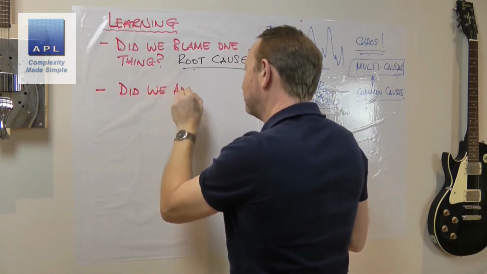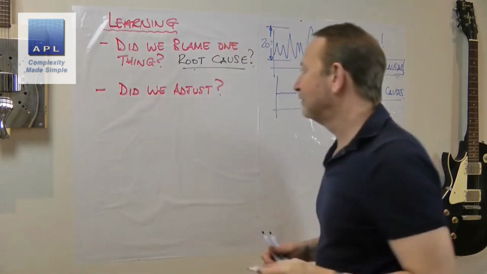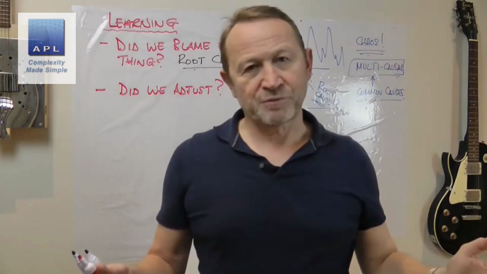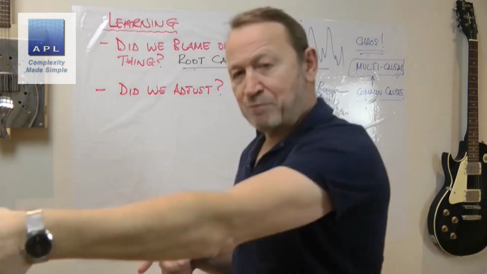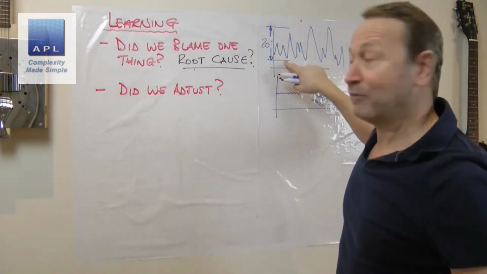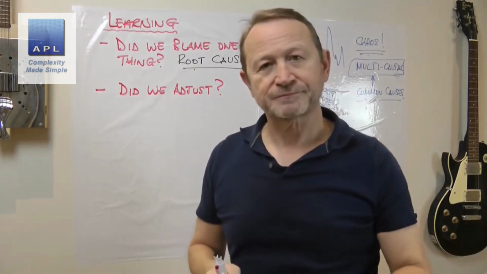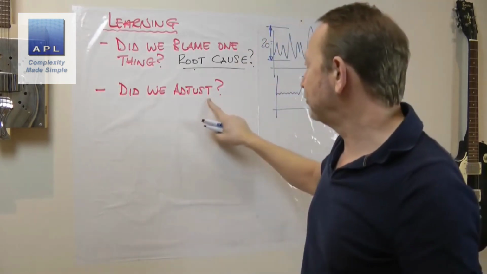Did we adjust? Did we adjust the process? Did we go, oh, I know what we'll do, we'll buy it off. When I get a low one, I'll pull the angle back a little bit further, make it go back to where I want it to go. If you think about it, did we adjust?